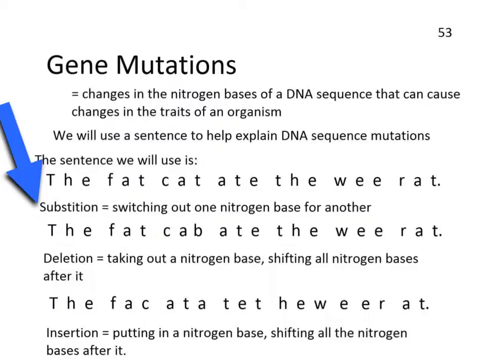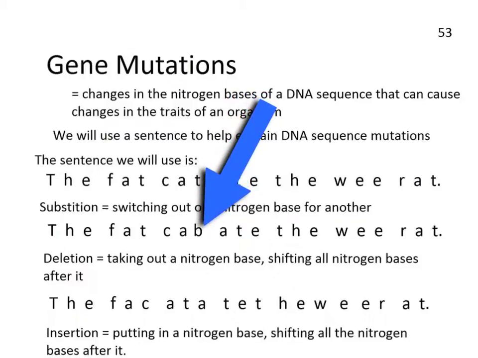So our first example is substitution. Substitution is switching out one nitrogen base for the other. So notice, remember that our sentence up here says the fat cat ate the wee rat. In the substitution example, the fat cab ate the wee rat. So it was substituted at this location. It was a T, now it changed to a B. So it makes the sentence a little bit different than it was before. We were talking about a cat, now we're talking about a cab. So that's substitution, switching something out.